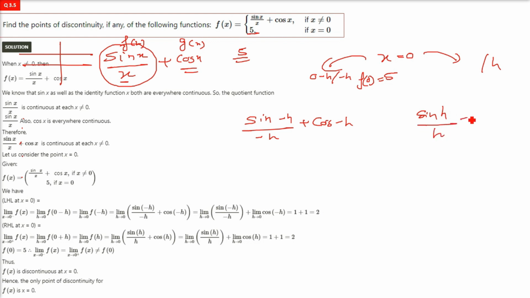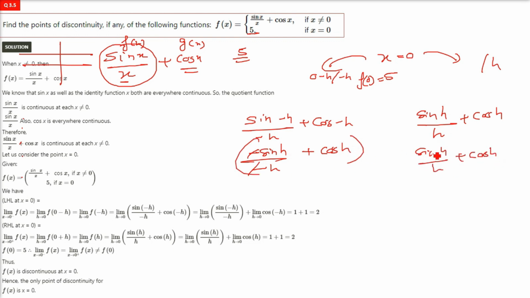No, it will be sin h by h plus cos h. I'm so sorry, I changed my sentence. So for both sides, just put minus h and h. So sin minus theta is minus sin theta, divided by minus h, plus cos. Cos minus theta is plus cos theta. So what do you see? Right-hand side and left-hand side, they both are equal. They are the same: sin h by h plus cos h, both sides.